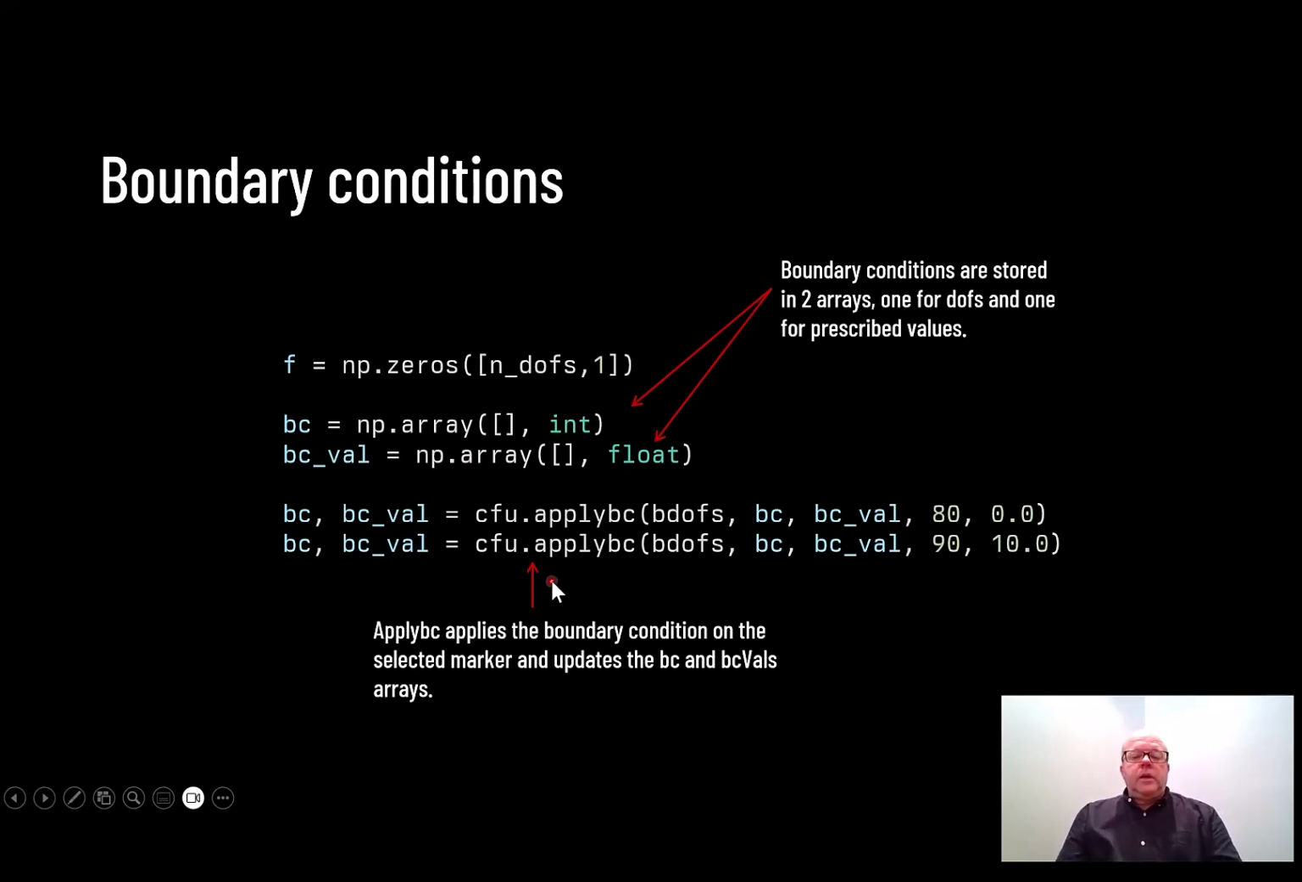To make it easier for you to do this, there is a function called apply BC that can do this assignment for you. In this case, we have two boundary conditions we need to apply. F will be 0 here. We're not extracting any flows. We are just going to solve the stationary condition. So we have 80 as the marker, where we say there is 0 pressure, and on 90, we have 10 meters pressure on the 90 marker. And that will modify these variables here.